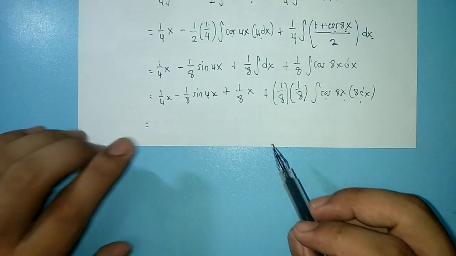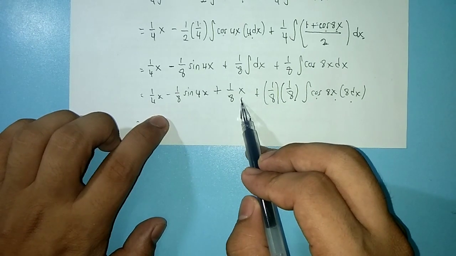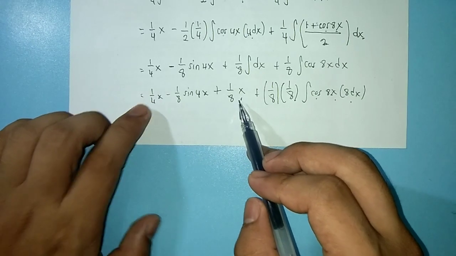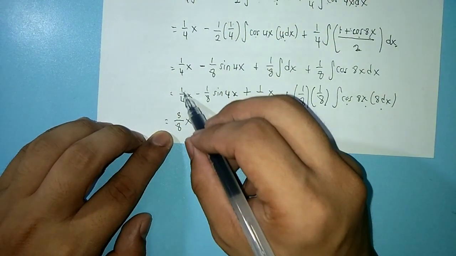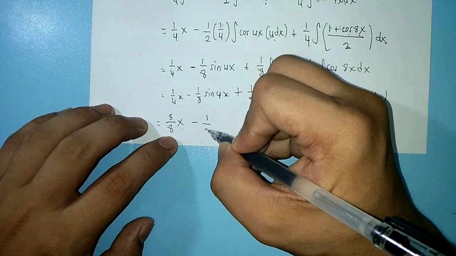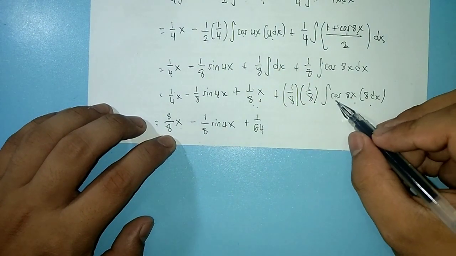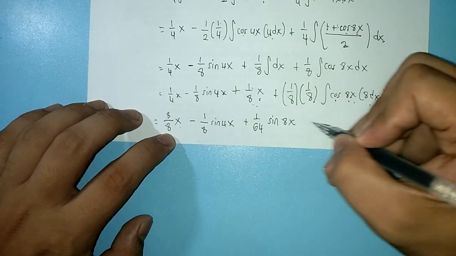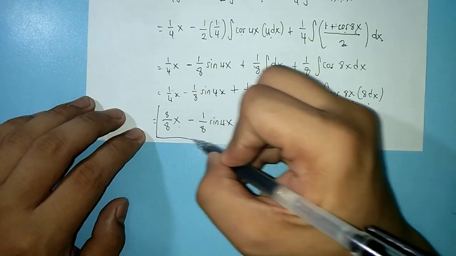So magiging, kung mapapansin nyo, may 1/4 x, may 1 over 8x. So pag pinlus natin to, etong 1/4 kasi 2 over 8 yan no? So 2 over 8, magiging 3 over 8x. So 3 over 8x. Ano lang yan, 1/4 plus 1/8. Kinopya lang yung x. Then, minus 1 over 8 sine 4x. Tapos ito, 1 over 64. Integral ng cosine, that is sine, no? Sine 8x. Then, saka tayo maglagay ng plus c. Tapos na lahat ng integration. Okay, so ganyan lang siya.